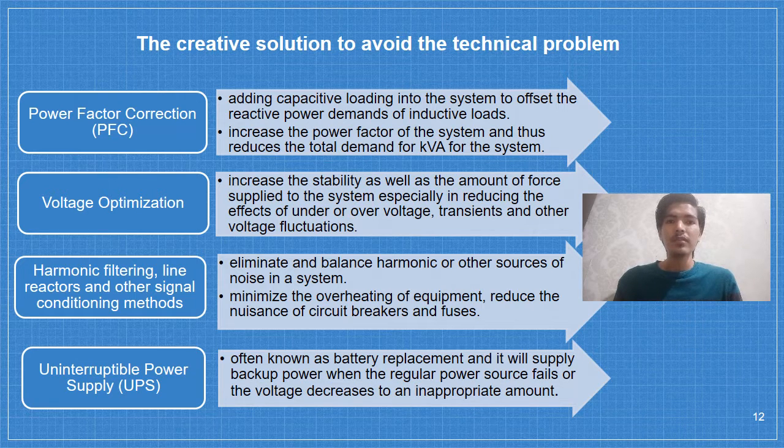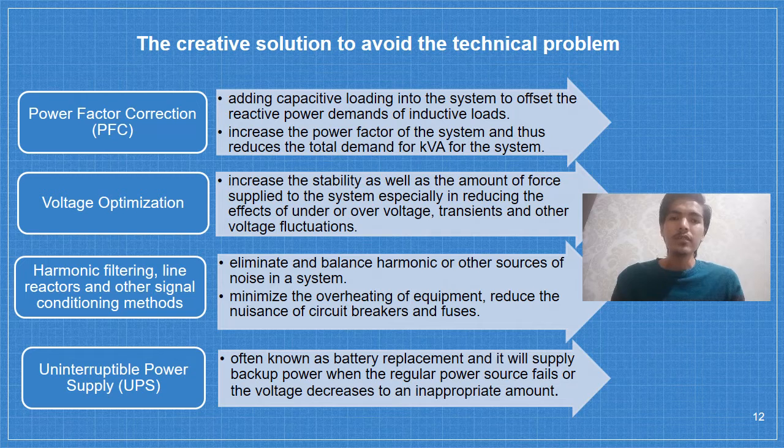This is because it can help to increase stability as well as the amount of power supplied to the system, especially in reducing the effect of under or over voltage transients and other voltage fluctuations. It will be used to monitor, clean and condition the incoming power supply in order to minimize the voltage supply to the optimal level. Besides that, we also can use harmonic filtering, line reactors and others in the conditioning method to avoid the technical problems from occurring.